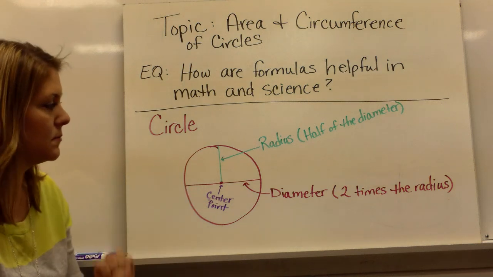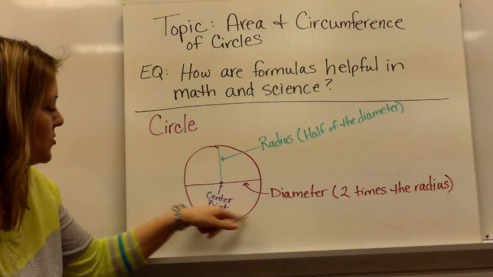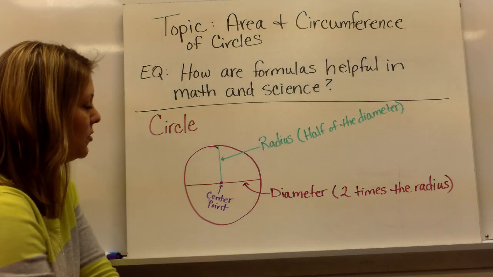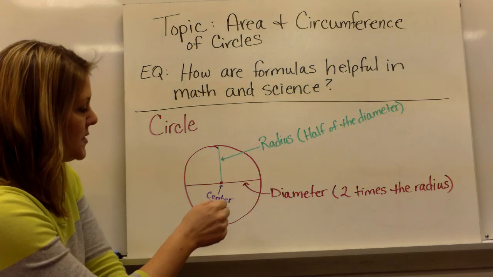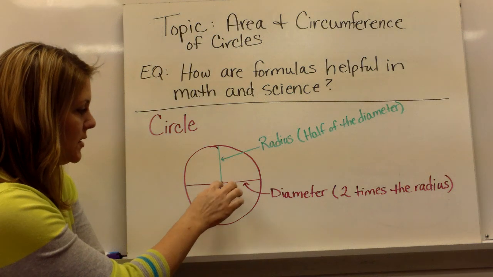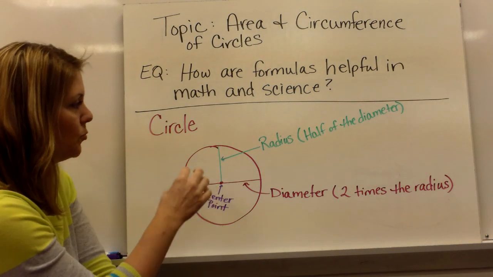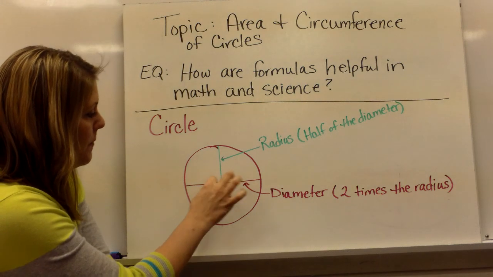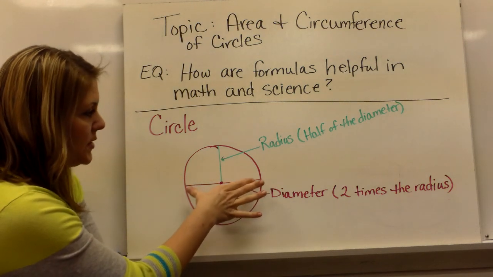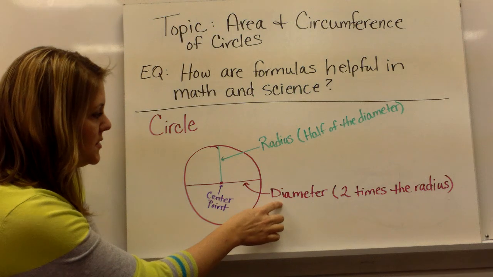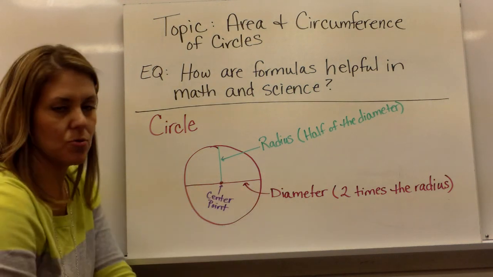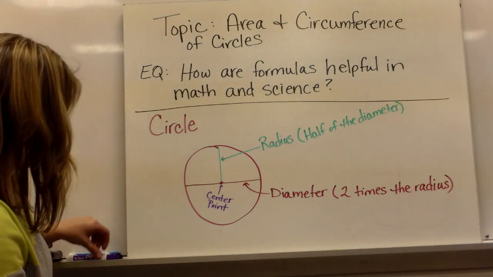I apologize for the imperfect circle that I have drawn. However, this is just to give you an idea. The center point, of course, is very important when you're talking about the radius and diameter. The center point must be on your diameter. So the diameter is the distance from one side of the circle to the other as it goes through that center point.